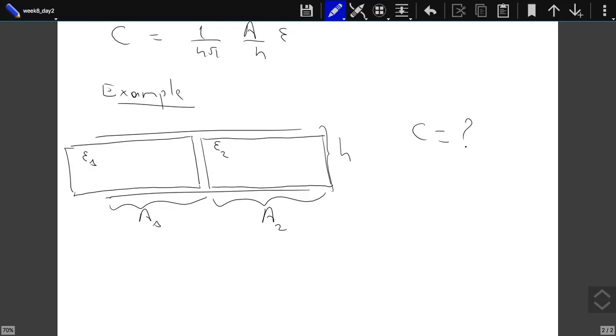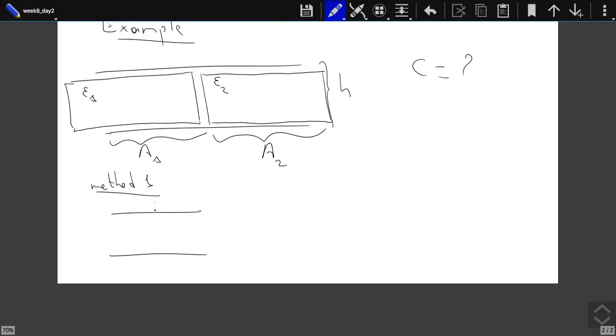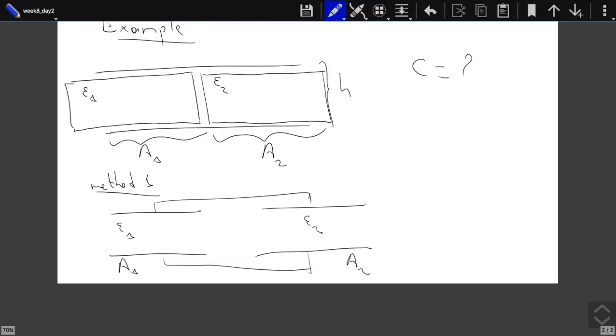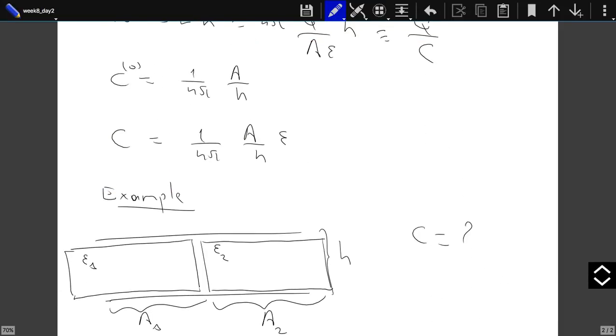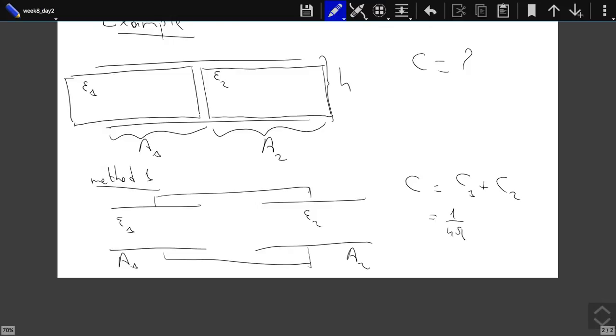Well, there are different means of solving this problem. This is basically a system of two capacitors connected in parallel. This has area A1, this has area A2, this is filled with a dielectric epsilon 1, this is filled with a dielectric epsilon 2. So the total capacitance is just C1 plus C2. And we know that C is 1 over 4 pi, they both have the same H, epsilon 1 A1 plus epsilon 2 A2, over H. This will be the total capacitance of my system. Well, let's do it in a different way.